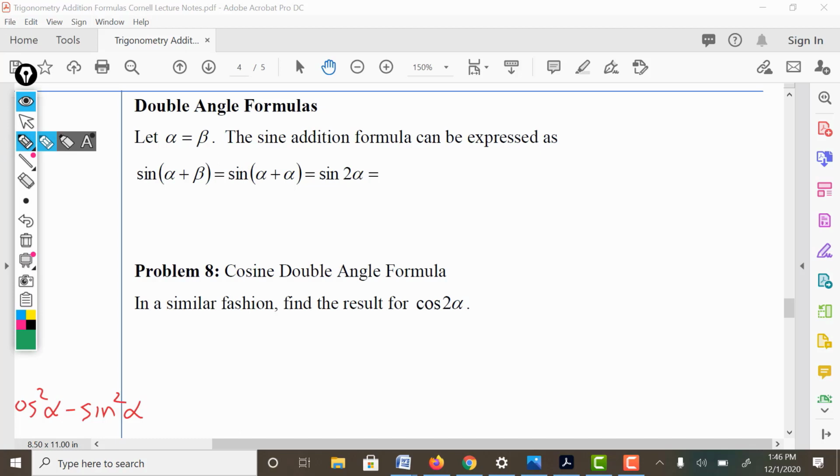We're going to prove these formulas from the addition formula. So let's assume that alpha is beta. We're going to do the addition, but instead of beta, I'm going to put another alpha. So if I add those two up, I get 2 alpha. Now, let's see what happens with the formulas themselves.